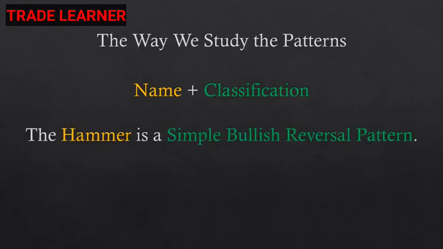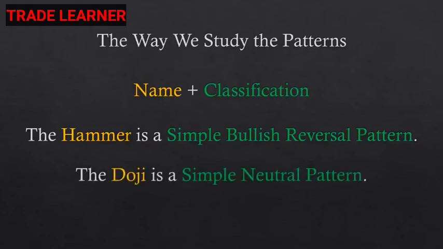In this case, the name of the pattern is hammer, and just by looking at its classification, we know that it is composed by one candlestick only, and it indicates that price will go up immediately after the pattern appears. Another example could be the doji is a simple neutral pattern, so the name of the pattern is doji, and by looking at its classification, we know that it is composed by one candle only, and it indicates a momentary stop in the advancement of price. As I said before, this is useful to memorize and organize the patterns since there are many of them.